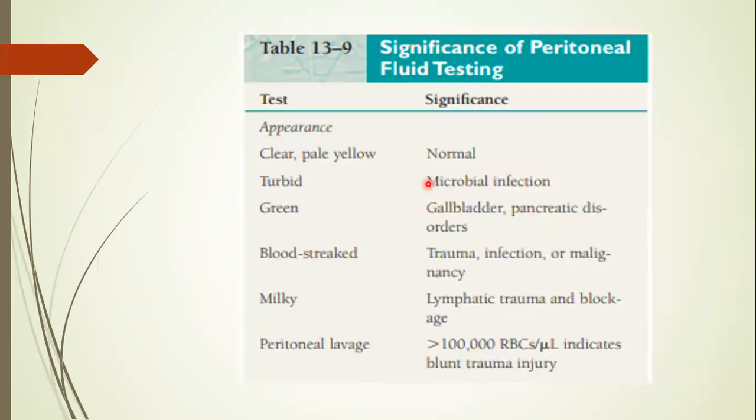It would differ from peritoneal fluid because a certain color may mean another pathologic condition associated with the organ lined by your peritoneum. So we have a green appearing serous fluid that may be associated with disorders of the gallbladder or pancreas, and a turbid appearing peritoneal fluid may be associated with an infectious process, or a milky appearing fluid may be associated with trauma and lymphatic block.